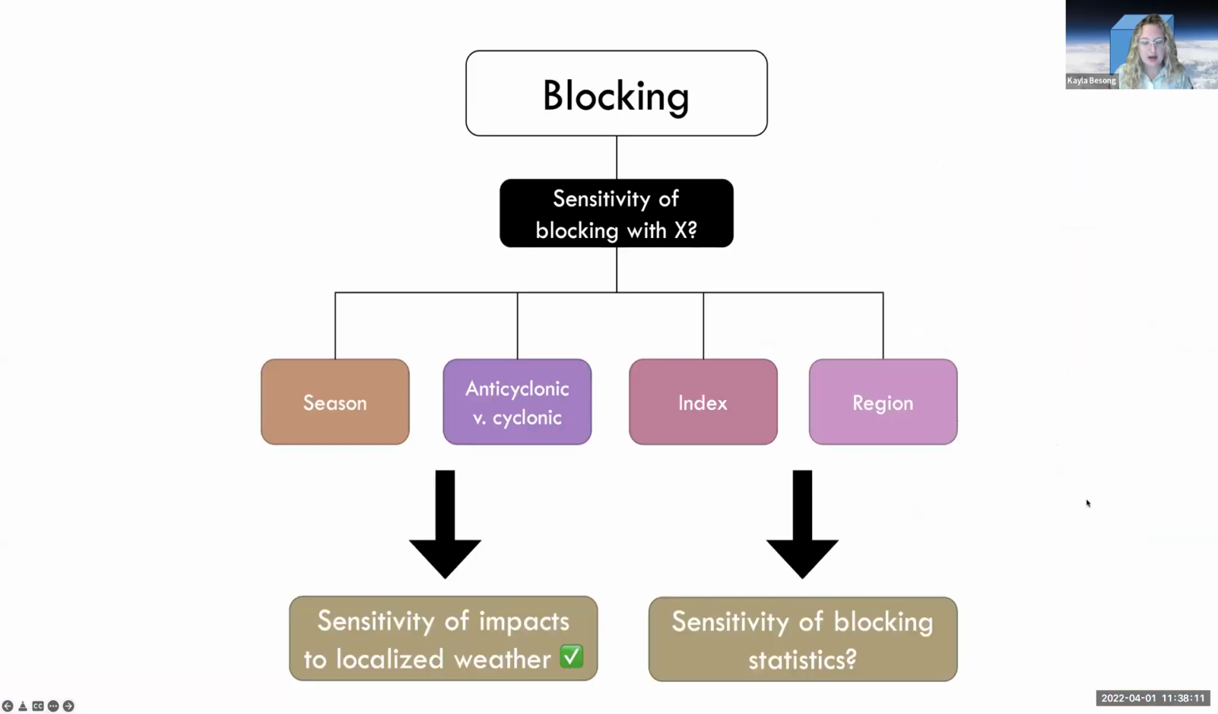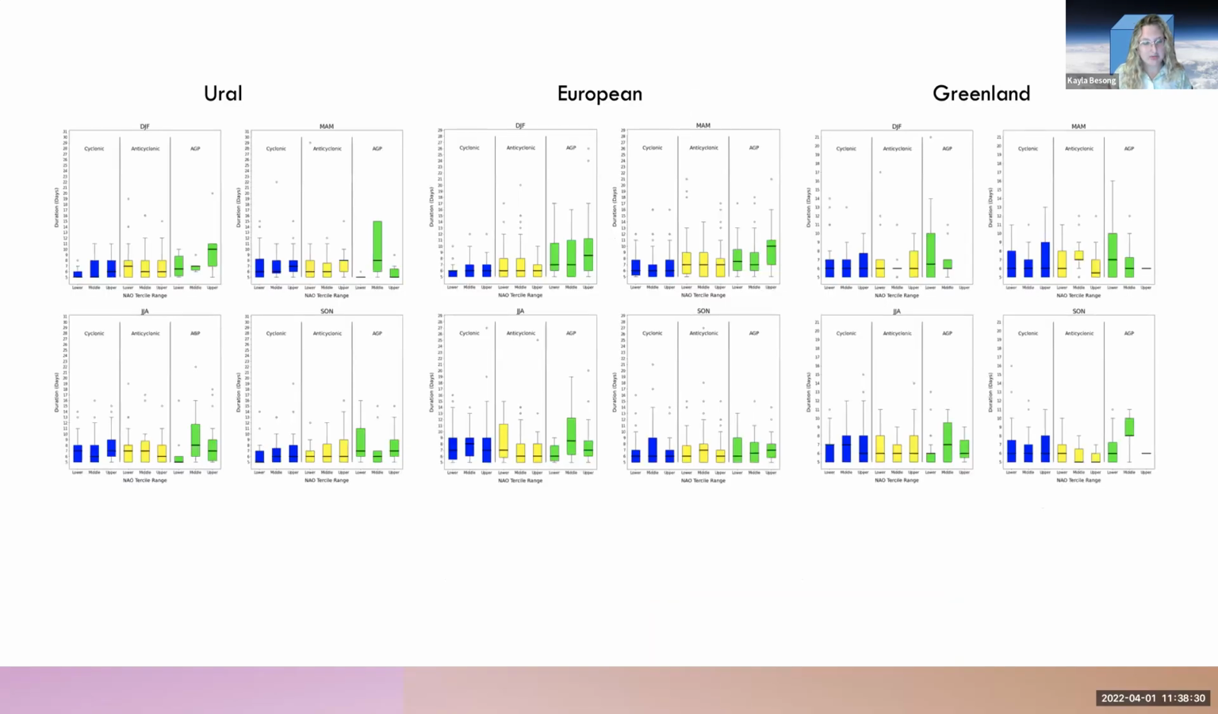So here we have achieved a lot of things that we've looked at, all of our different classifications and index region, and how it translates to the sensitivity of blocking with the NAO. What about the sensitivity of blocking statistics? Well, I looked at duration, and again, I have my regions. Each box within here is a season, and then we have our cyclonic, anticyclonic, and AGP. Further, it's broken down into NAO tercile, because again, what can we gain that is useful between the blocking and NAO relationship?